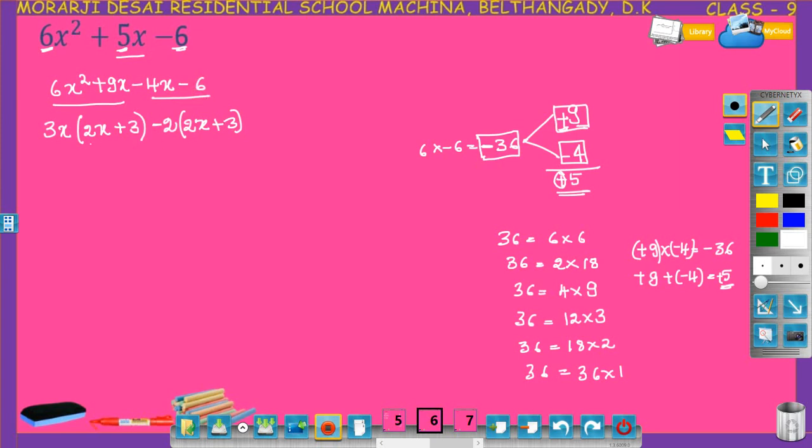Now see here, 2x plus 3, 2x plus 3. Write it outside. Now remaining 3x minus 2. So the factors of 6x square plus 5x minus 6 are 2x plus 3 and 3x minus 2.